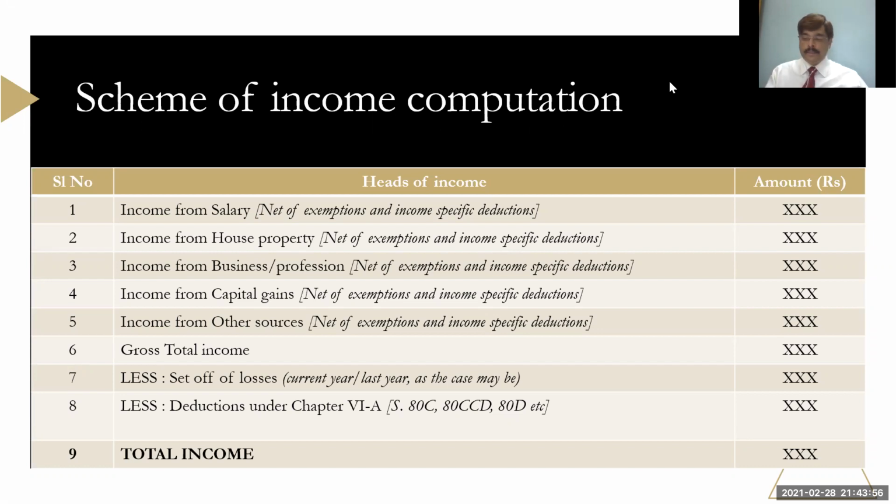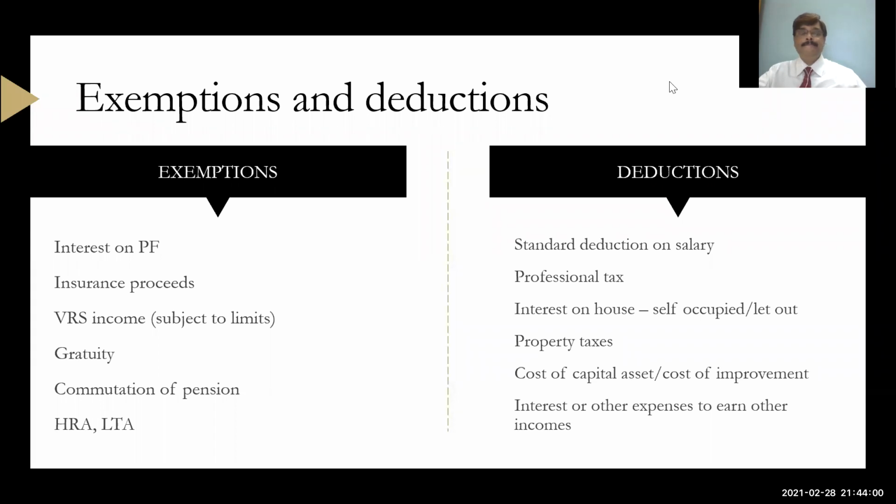Now let us see typical deductions under Chapter 6A. Before that, in this slide you see some of the popular exemptions and deductions that taxpayers generally consider depending on their situation, and subject to fulfillment of conditions for claiming such exemptions and deductions. Generally, interest on provident fund, insurance proceeds, VRS income, gratuity, commutation of pension, HRA, LTA are exempted from income tax subject to fulfillment of conditions. Similarly, as we have already seen, there are some deductions like standard deduction, interest on house property, property taxes, cost of capital asset. All these things are important deductions.